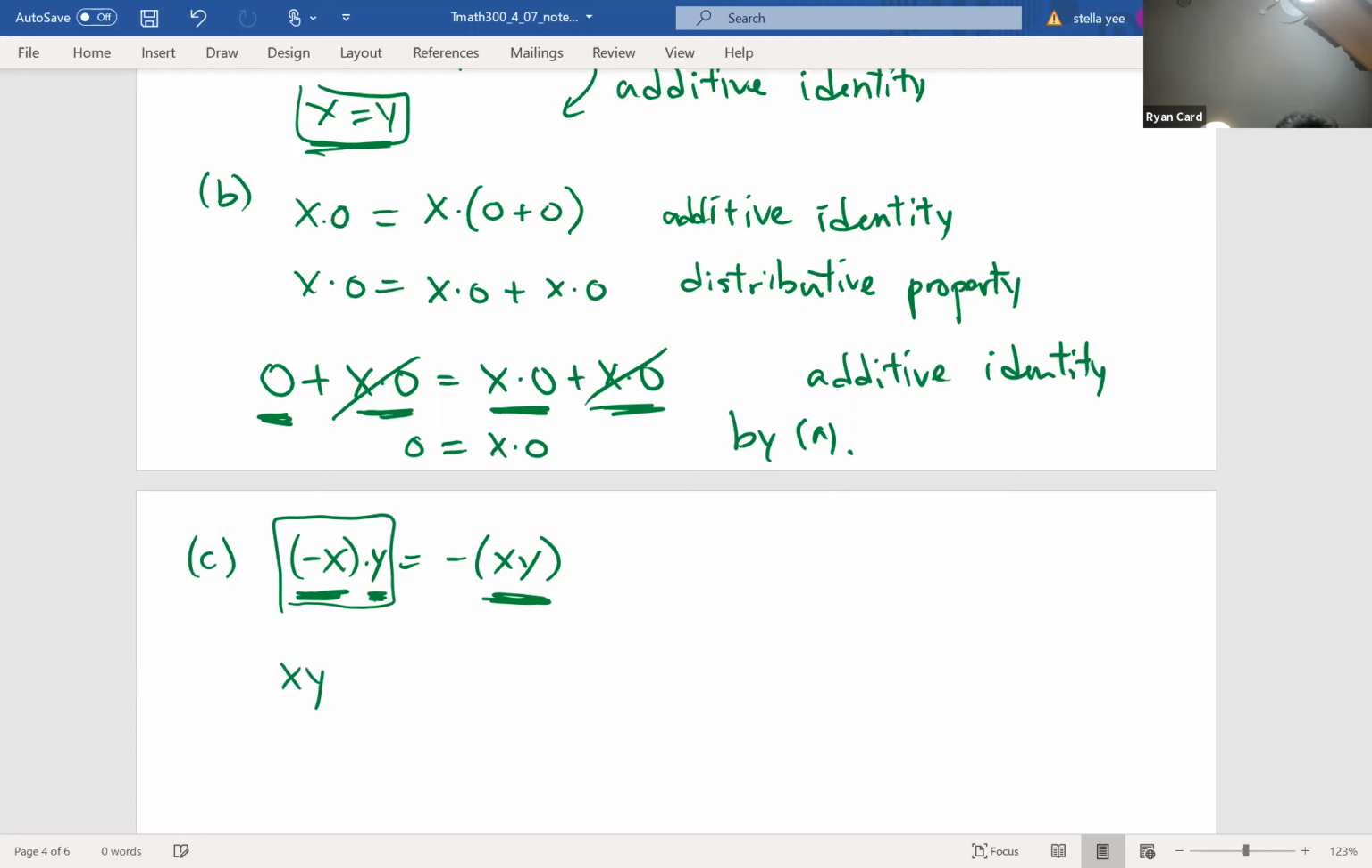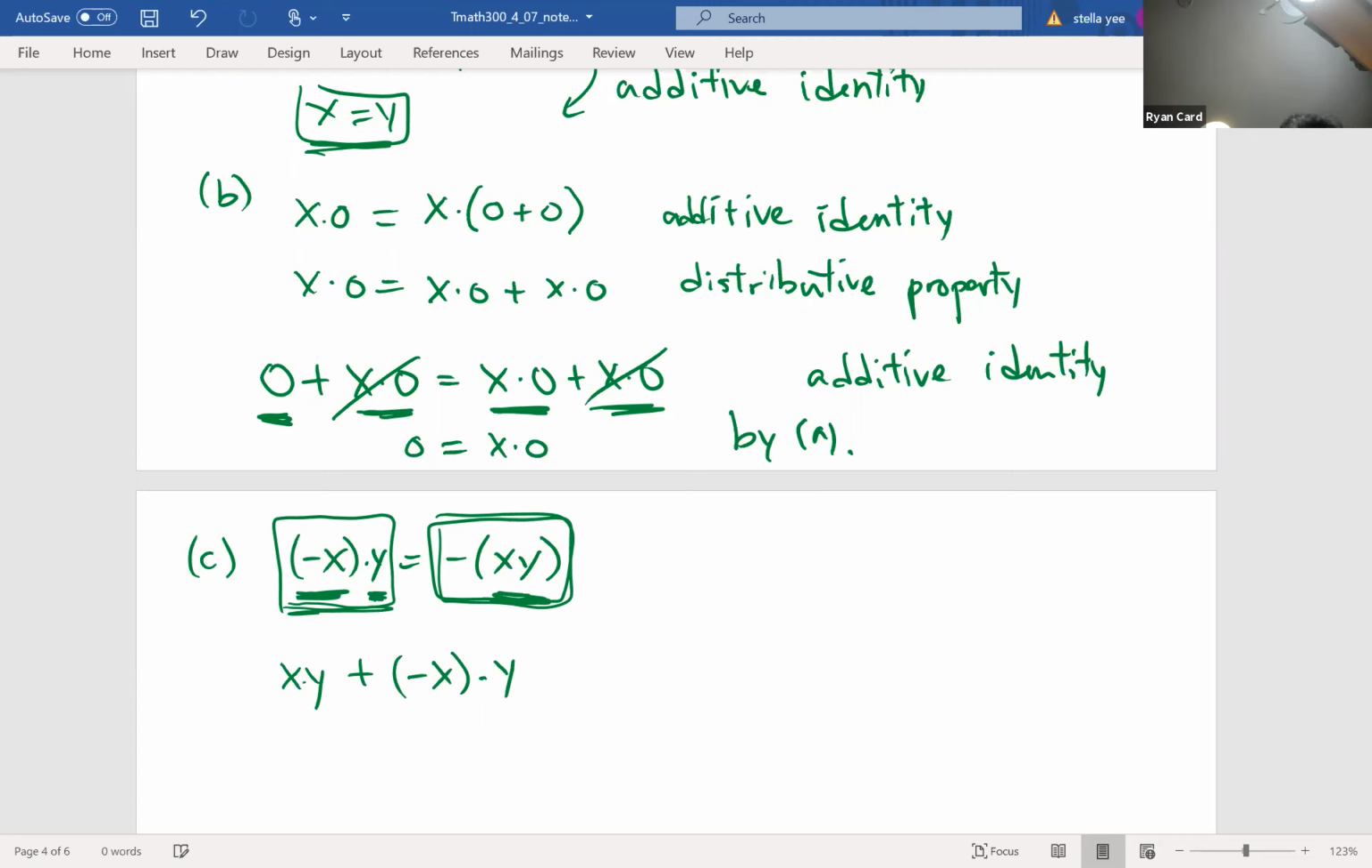Okay, if I have x times y and I add in negative x times y, so that's this element, then this should be equal to 0. Why am I phrasing it that way? That's what it means to be the additive inverse of x times y. It's a thing that you add to x times y which results in 0. So if I can show this, then we're good.